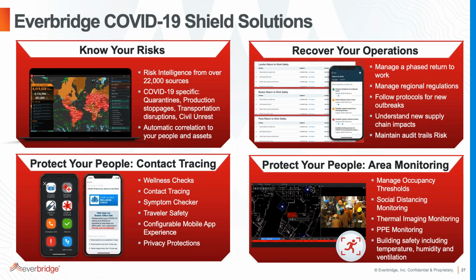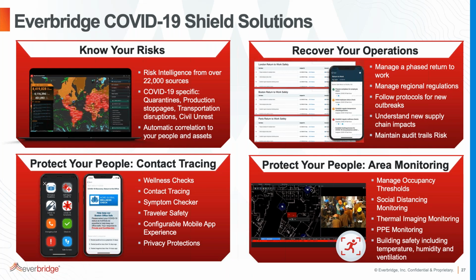Within crisis management, which is what we'll focus on today, we have leveraged the task lists in order to allow organizations to recover their operations. So the overall management of a phased return to work and being able to adhere to regional regulations and understand the impact based on that geography. Also, being able to understand what the overall audit trail is as you're returning and restoring those operations and as different geographies are returning to work.